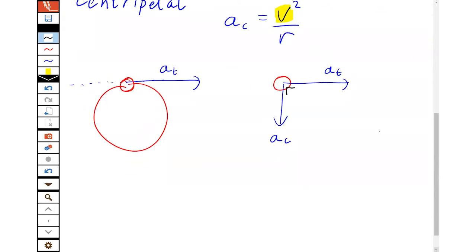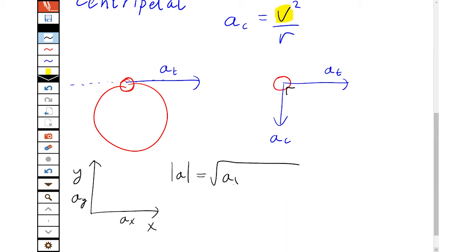And we've already dealt with stuff like that before. Very first thing we did in the course, we know if we have an x component and a y component of something, so if we had an x acceleration and a y acceleration, we can find the magnitude of the total acceleration by Pythagoras, the square root of the sum of the squares of the other two sides. And that gives us the total acceleration.